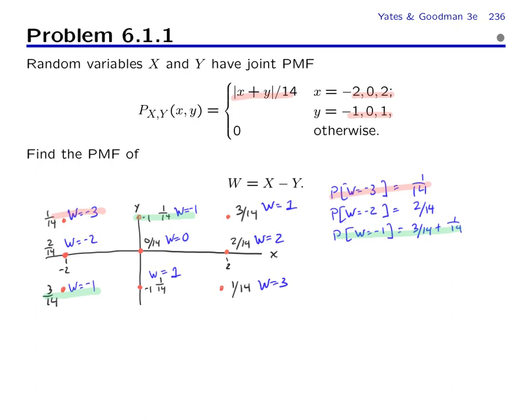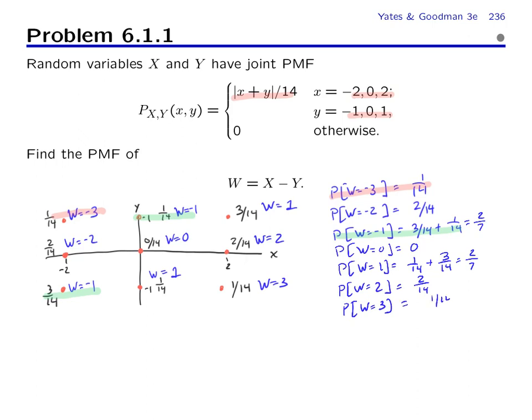So to finish up this process, we just observe that the probability w is 0 is 0, and so we could have left this out. The probability w is equal to 1 is 1/14th plus 3/14ths, also 2/7. And that reminds me I should have labeled this 2/7. The probability w is 2 is 2/14ths, and the probability w is 3 is 1/14th.